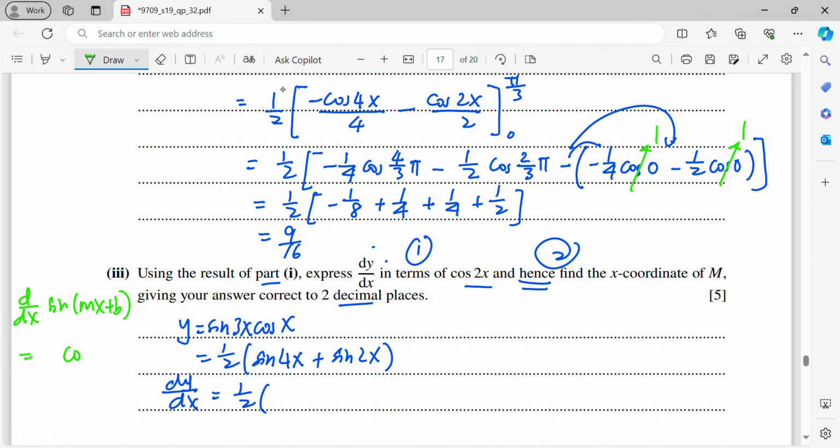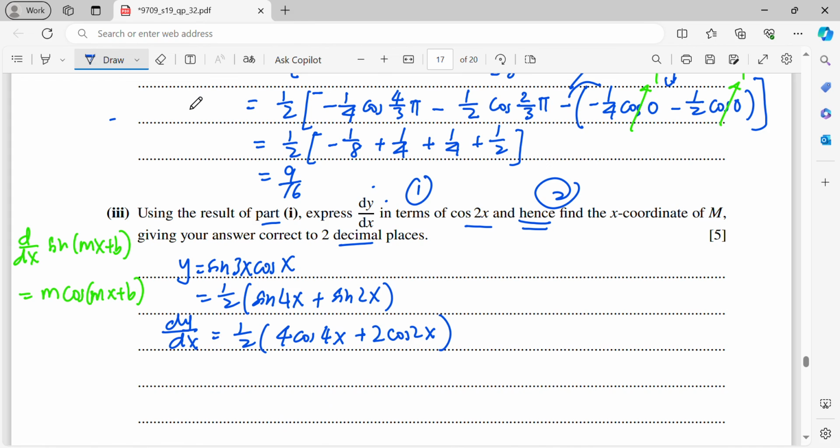Differentiate sine, you get cos. Rewrite mx plus b, and then differentiate mx plus b, that is m. Therefore, you will be getting 4 cos 4x. And the same goes for sine 2x, it will be plus 2 cos 2x. Okay, now, dy dx in terms of cos 2x.